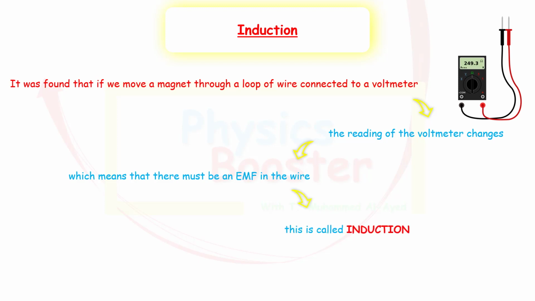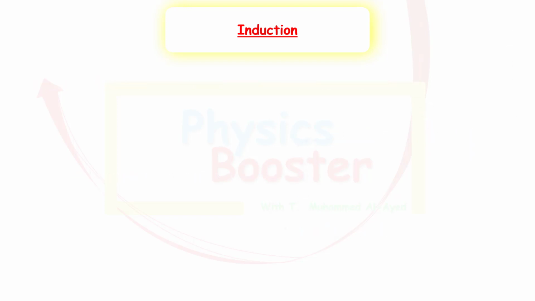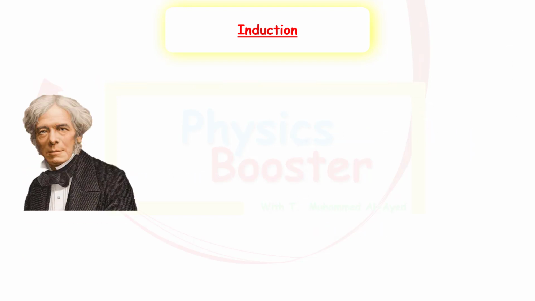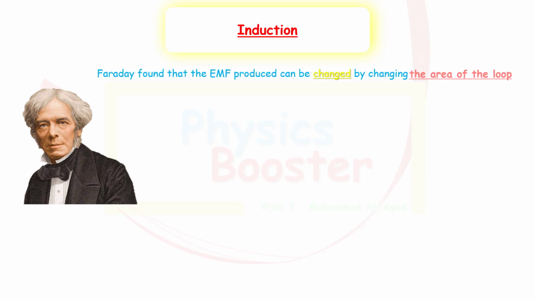Now, we call this induction. So moving a magnet through a loop to create electricity, this is called induction. Now, to understand what really happened, we must understand something that Faraday found out. Faraday found out that the electromotive force produced can be changed by changing the area of the loop. How is that? Now we're going to make it a little more simple and clear using a simulation.